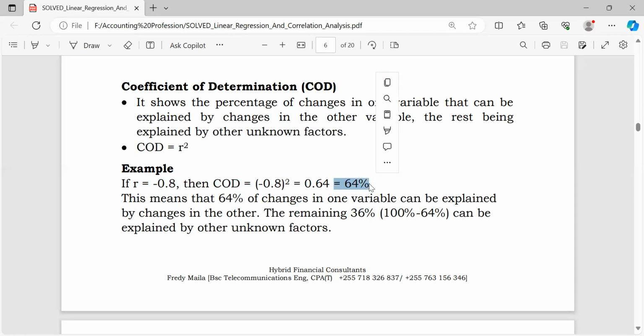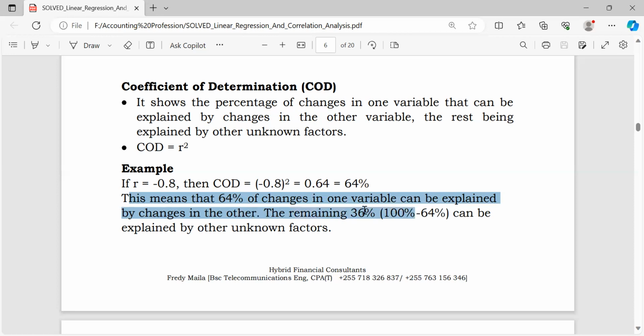Now, what does this mean? As I told you, in case this was the correlation coefficient between units produced and the cost, then maybe I need to ascertain how the units produced can determine my cost. Okay, this is what I would have said. I would have said that this means that 64% of changes in one variable, let's say the cost, can be explained by the changes in the other variable, let's say the units produced.